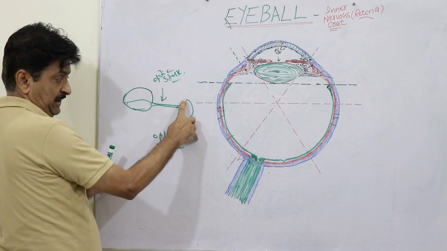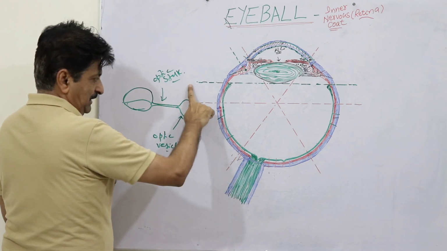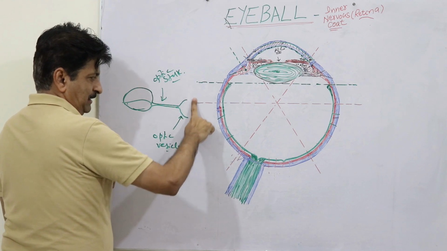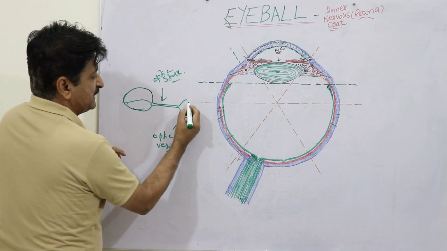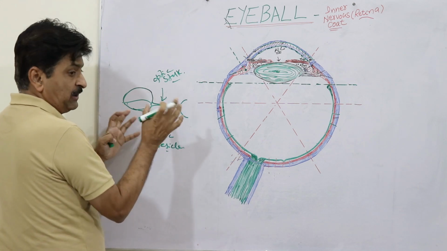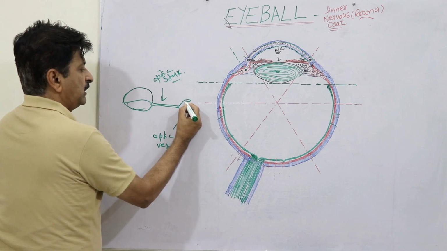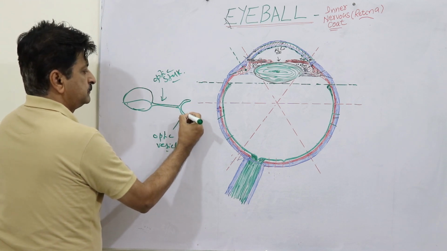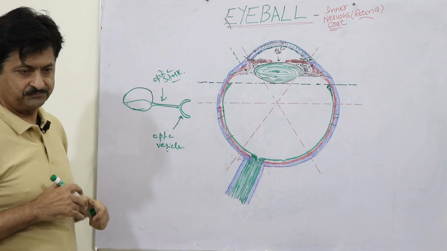You see, it will not remain like a vesicle, because this optic vesicle will actually have two layers. You can say it will compress in such a way that it will collapse. It will not remain like a vesicle; it will become a collapsed ball now, like this. This is called the optic cup.